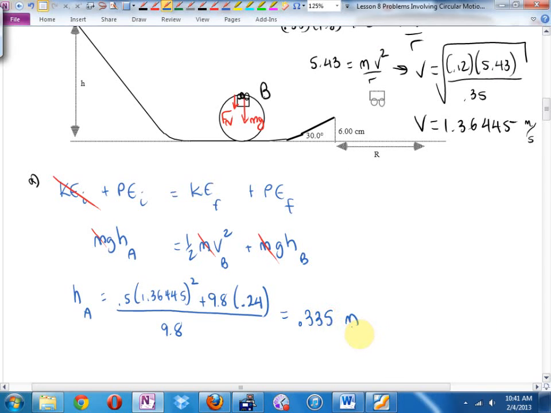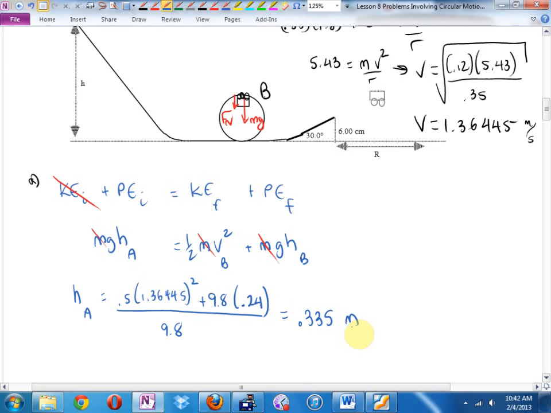Which, in terms of the dimensions of this particular track, Courtney, seems about right. The radius is 12 centimeters. If we wanted minimum, the answer would be 12 times 2.5 or 36. We don't want minimum. We're told there's some normal force, so, sorry, 12 times 2.5 isn't 36. 12 times 2.5 is 30. For us to get a normal force, we need to start out a little bit higher than 30 centimeters, 33.5 centimeters. So that works if I do the rough calculations on the back of my head.